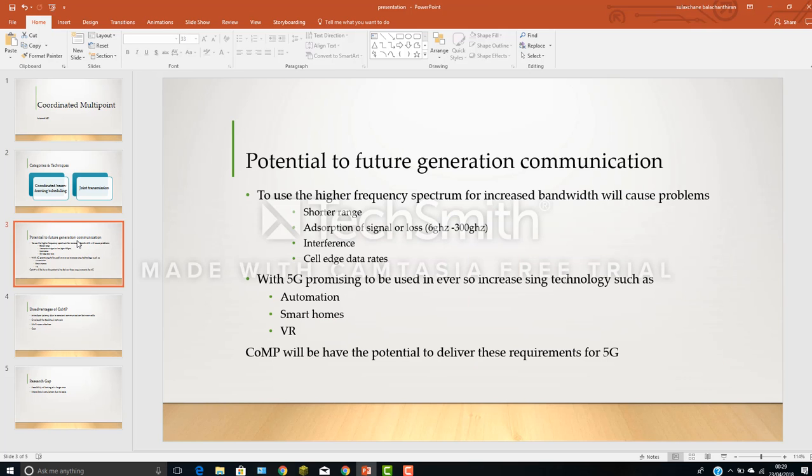Potential future generation. So what coordinated multipoint aims to provide is an overall throughput for the cell edge user, overall signal strength, and overall coverage. That's the aim of coordinated multipoint.